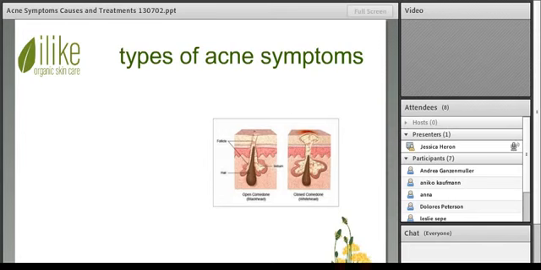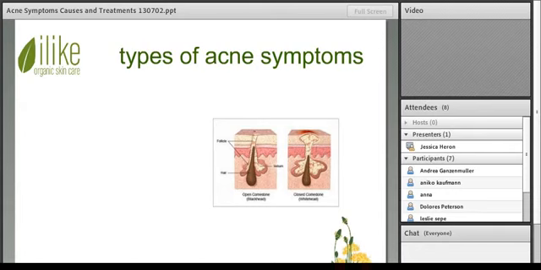Types of acne symptoms. So let's talk about kind of where they start. We've got some closed comedones and we've got some open comedones. The difference between the two, as you can see in the diagram here, open comedones are blackheads. And then you have the closed comedones, which are typically called whiteheads or milia. We typically say comedone for a blackhead, but actually there's a difference. There's an open comedone for a blackhead, and the whitehead is the closed comedone.